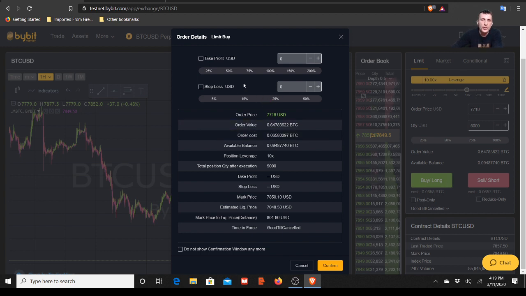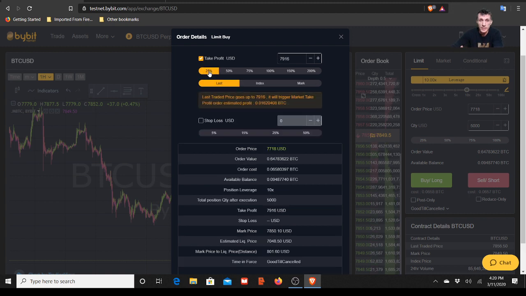Now from here, you can take profit or you can put a stop loss right in with your order. You'll just click here and you'll say, all right, when I get 25% into the green or positive, get me out at 25%. When I reach 50% in the green, get me out of the position. And this is a market order, and this is the perfect way to do it.